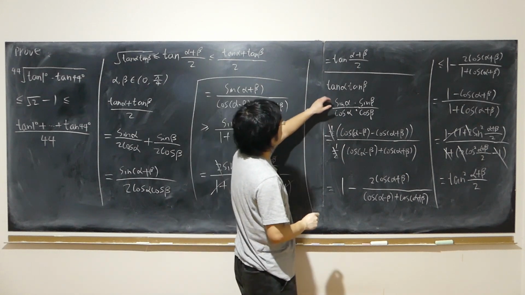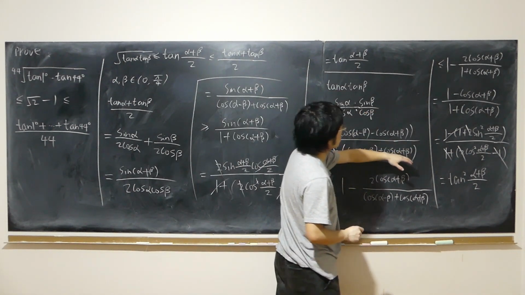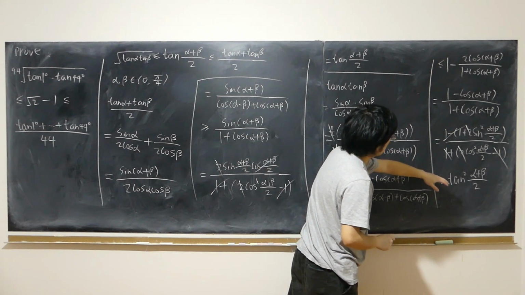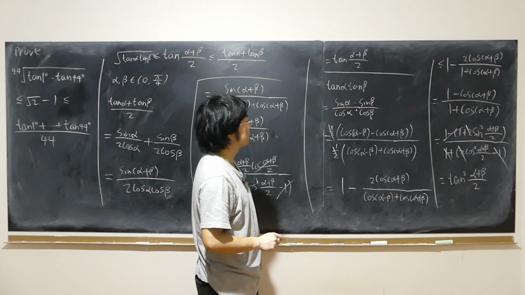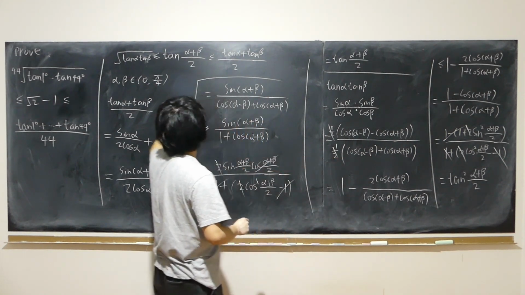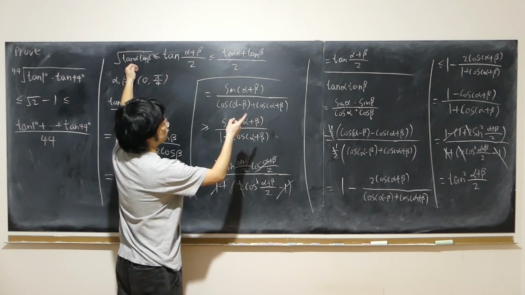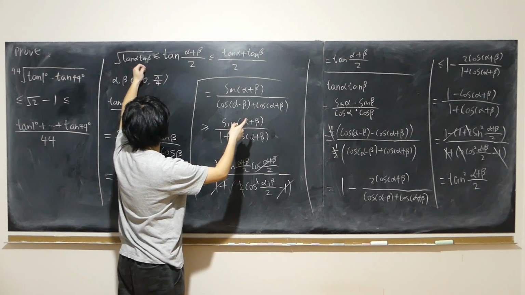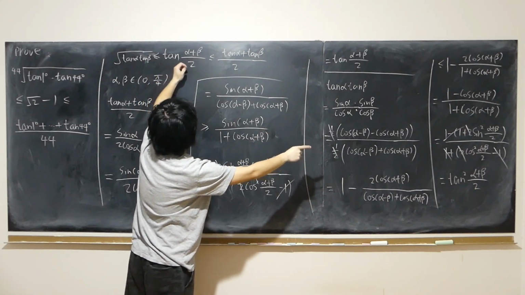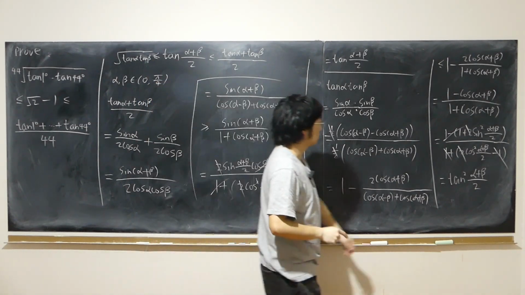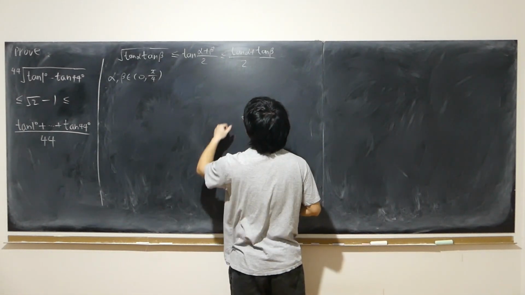So I started off from tangent alpha, tangent beta, that is less than or equal to tangent square, half angle. If I square both sides, everything is positive, so I have the square root of tangent alpha, tangent beta less than or equal to the square root of that, which is the tangent half angle. Now I've proven my claim, our lemma.